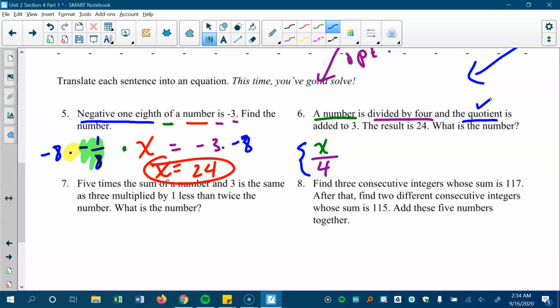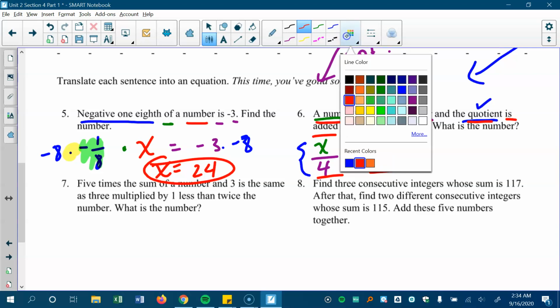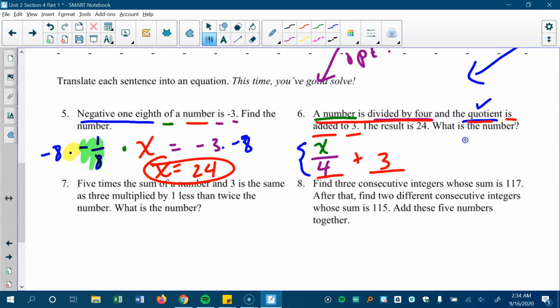But it says this quotient is added to 3. So what it means is that we have two things being added together. One of them was a quotient, and the other was 3. I tried to color code everything that was going on here. So it says a number is divided by 4, and that quotient is added to 3. Now the result is 24.